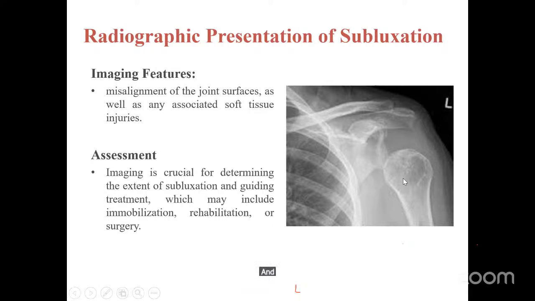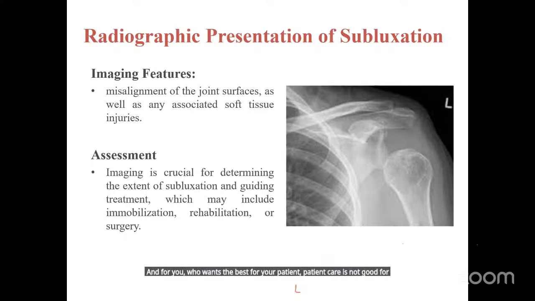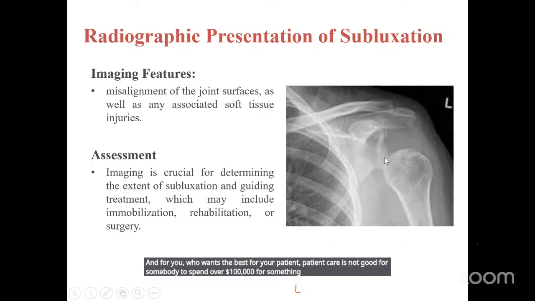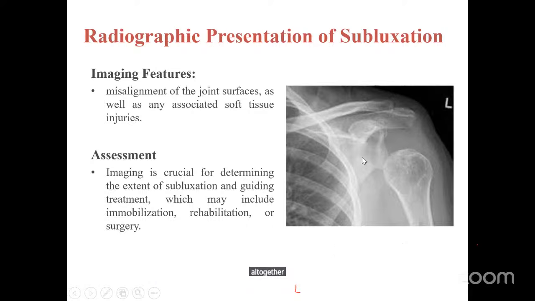And for you who wants the best for your patient care, it's not good for somebody to spend over 100,000 naira for something that 10,000 naira or 7,000 naira can do. Are we together? So it's better he goes and does his X-ray and then you do your intervention. So this is misalignment of the right humeral head within the glenohumeral joint.